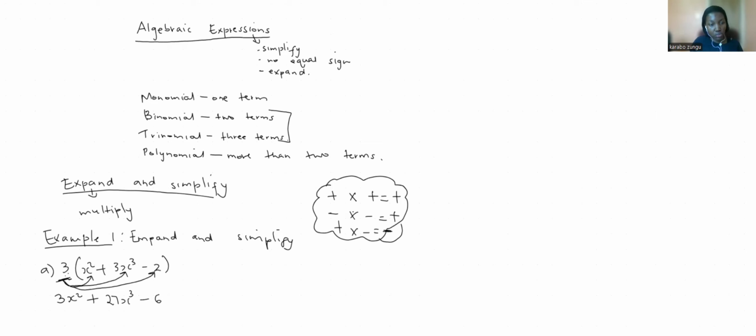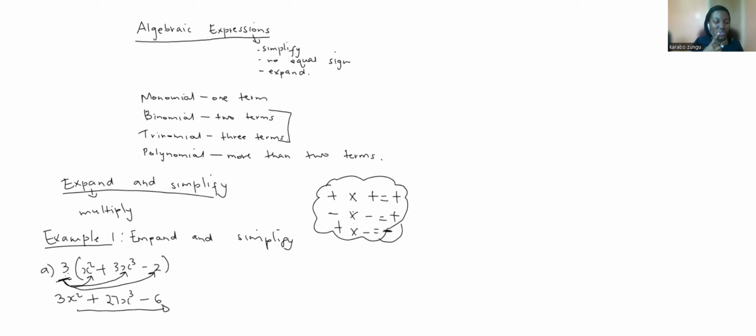Is there anything else you can do? You now check for your like terms. Remember, for like terms, you look at the variables, the letters that are there. They have to be exactly the same. So for them to be like terms, it means everything must be x squared and x squared, or x to the power 3 and x to the power 3. Now this is x squared and this is x cubed. They are not like terms. So there's nothing else you can do. You are done. You have expanded and simplified.